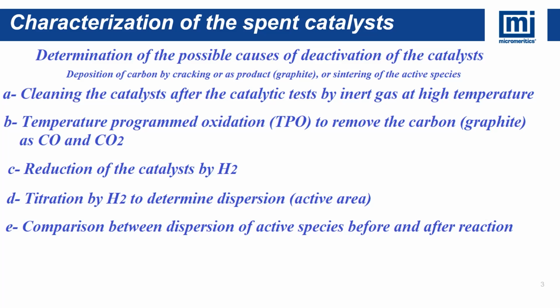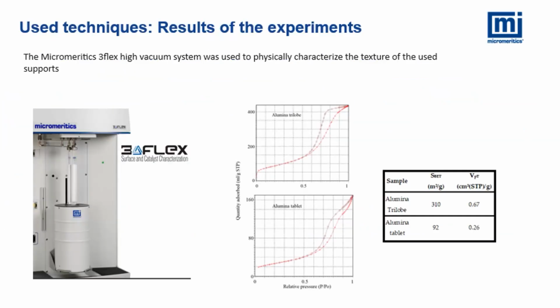Then how do we know if we have deactivation by sintering of the active species? We just compare the dispersion before the reaction and after the reaction. If the dispersion is going down, it means that we are sintering the active particles and we are losing active area. So this is another very easy way to find out if we have the sintering of the active species that's causing the deactivation of the catalyst. So let's show you what we have done in this work.